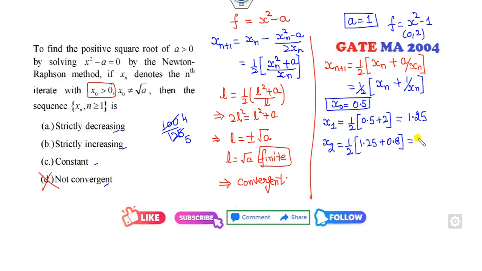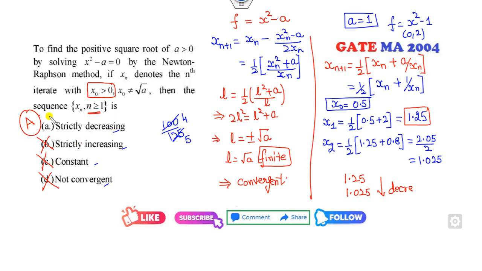So it is 2.05 divided by 2, which is 1.025. Now clearly we can say x_n is greater than or equal to 1. First number is 1.25, then 1.025. That means it's decreasing. So constant is cancelled out, increasing is cancelled out. The right option is A, the correct answer. You simply take one number and get the right answer.